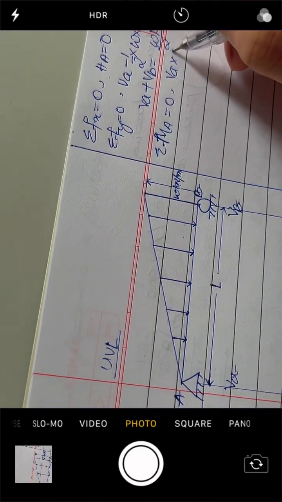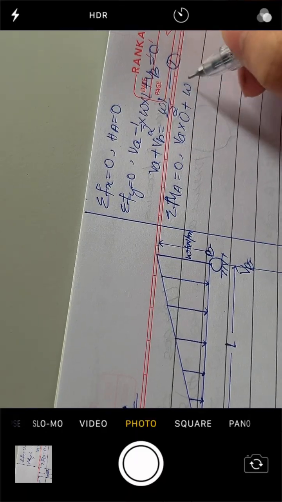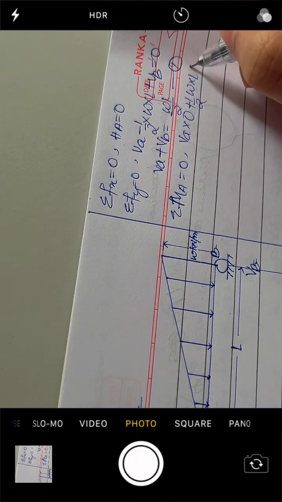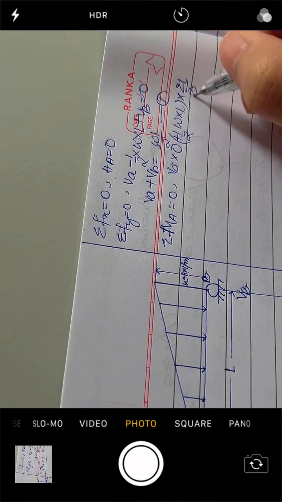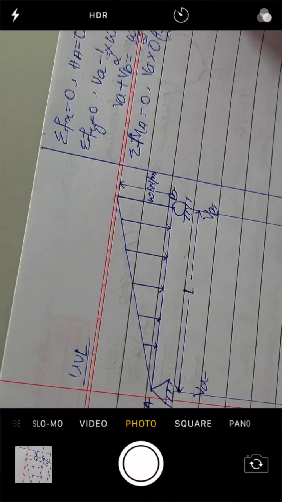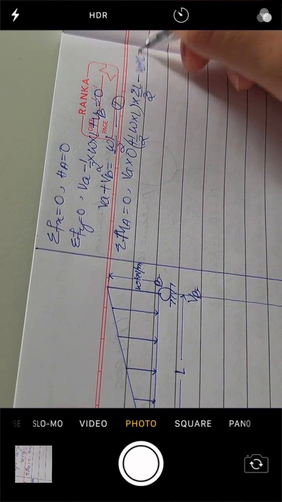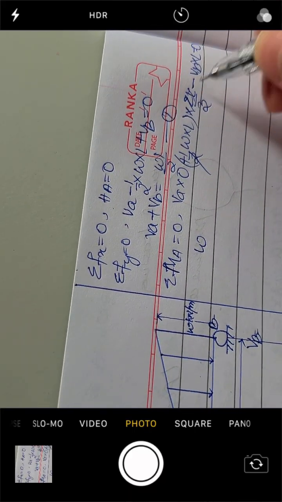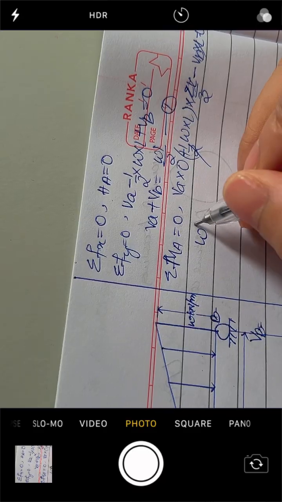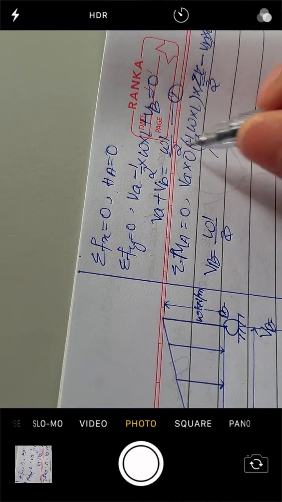Now, for the moment, summation MA equals 0. VA into 0 plus half into base into height, and it is acting at a distance of 2L by 3, minus VB into L equals 0. This 2 and this 2 get cancelled, this L and this L. So we are left with WL by 3 as VB.